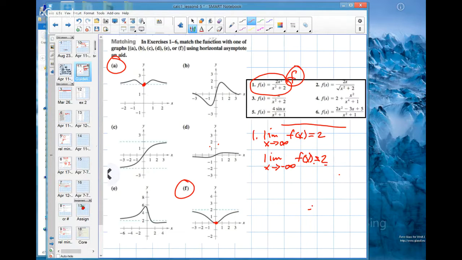So we're just doing a little detective work based on limits and common sense. Let me erase that other one. Well, let's erase all of them now. Let's go to number 2. Okay, so here's the function.